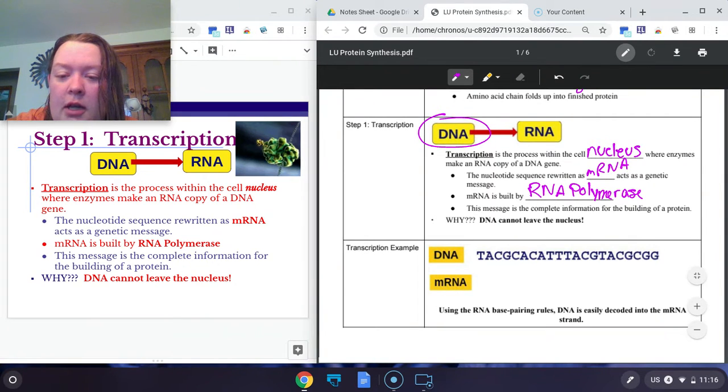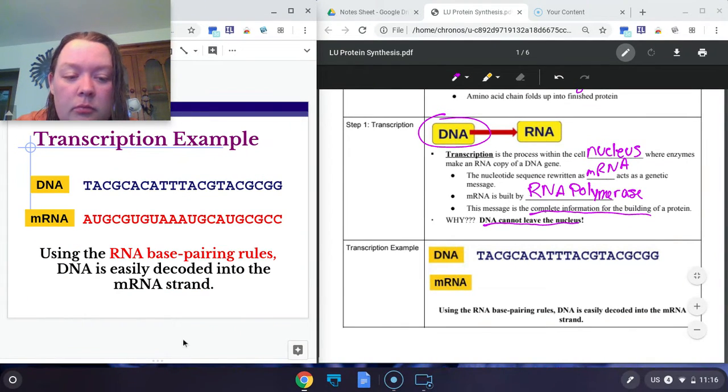Now, the RNA that is made here is going to be the complete information for building a protein. The reason that we have this step is because DNA cannot leave the nucleus. DNA cannot leave the nucleus, so we have to make a molecule that can. So DNA is going to be rewritten as mRNA because mRNA can leave the nucleus. Now, the way that this works is actually quite simple.